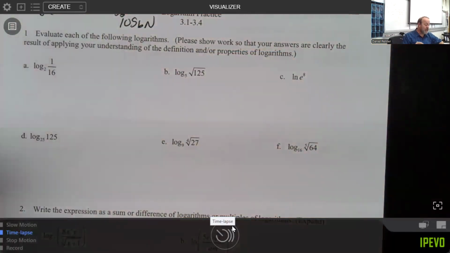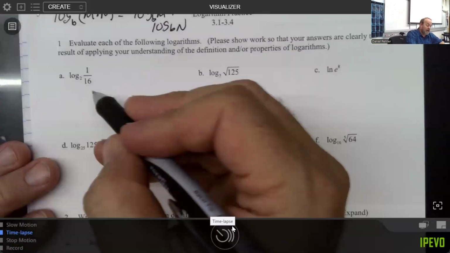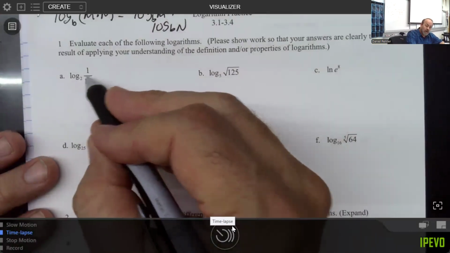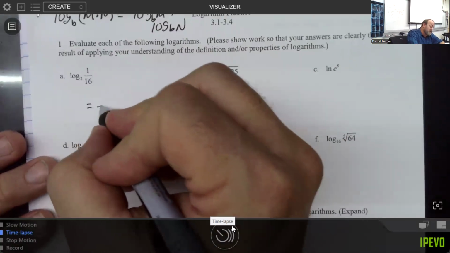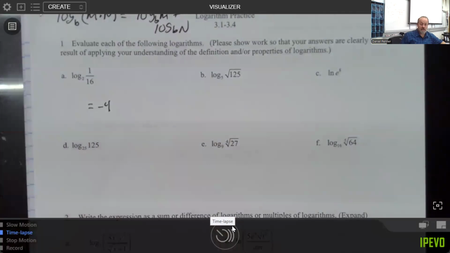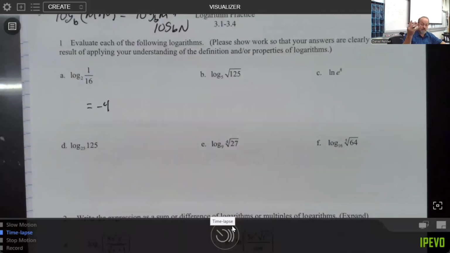So keep in mind, in this problem right here, I'm saying 2 raised to what power is 1/16th? Well, of course, 2 raised to the negative 4 power is 1/16th, because 2 times 2 times 2 times 2 is 16, but it's upside down. It needs to be flipped.